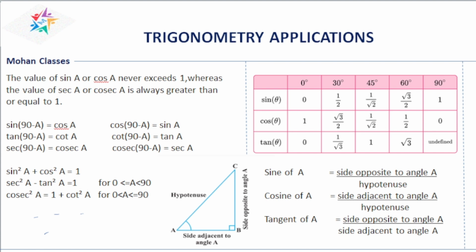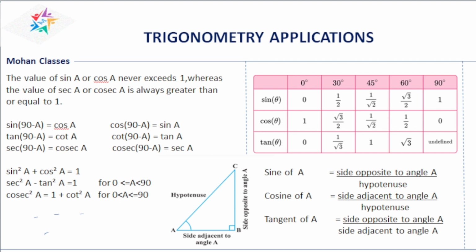Also, you should know the identities of trigonometry. Sin square theta plus cos square theta is equal to 1, right? Similarly, secant square A minus tan square A is equal to 1 and cosecant square A is equal to 1 plus cot square A. From these three, you can derive other formulas. Sin square A is equal to 1 minus cos square A. Cos square A is equal to 1 minus sin square A. Right? Cosecant square A minus cot square A is equal to 1.